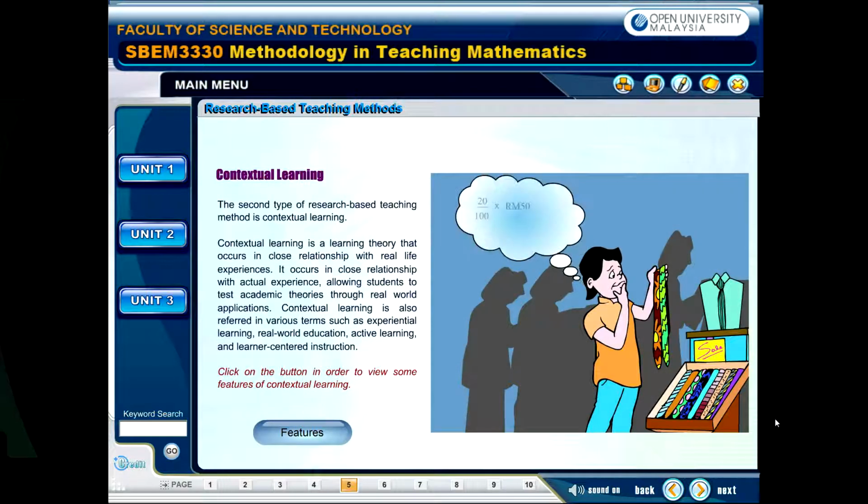The second type of research-based teaching method is contextual learning. Contextual learning is a learning theory that occurs in close relationship with real-life experiences. It occurs in close relationship with actual experience, allowing students to test academic theories through real-world applications. Contextual learning is also referred in various terms such as experiential learning, real-world education, active learning, and learner-centered instruction. Click on the buttons in order to view some features of contextual learning.